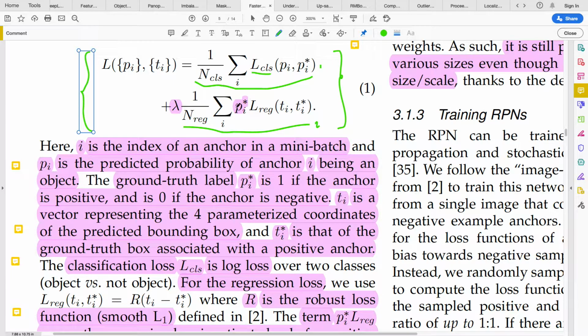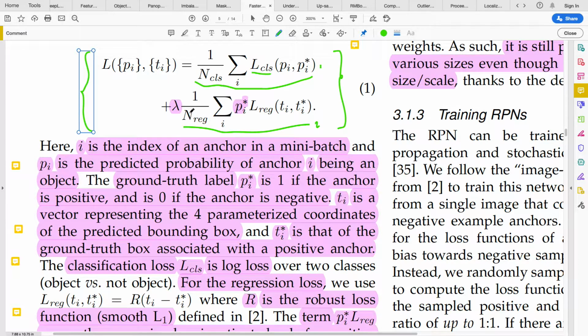So if this probability is 1, then that means that the anchor box, that instance of i, actually contains an object. Then it is good work for us to measure how far the predicted boxes are from the ground truth boxes. But if the ground truth probability is actually 0, then all this becomes 0 and there's no need to do any calculation.